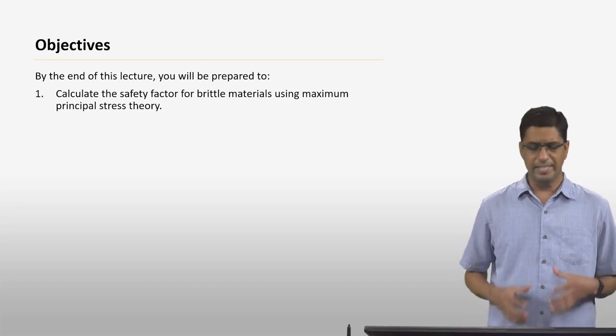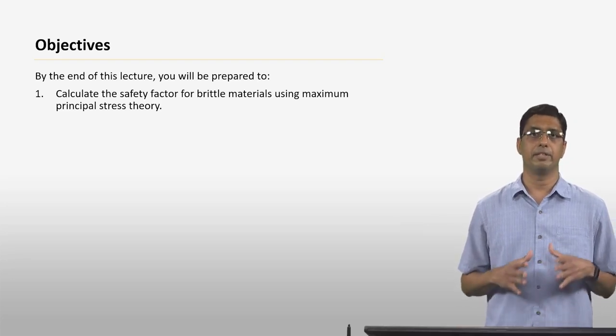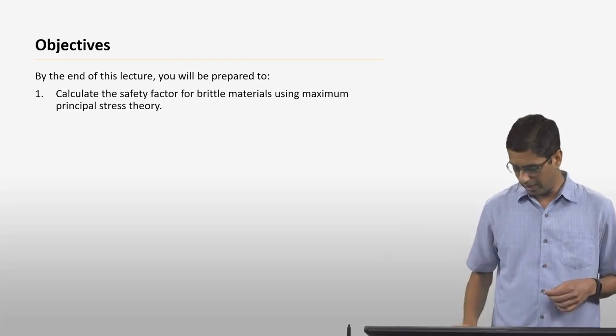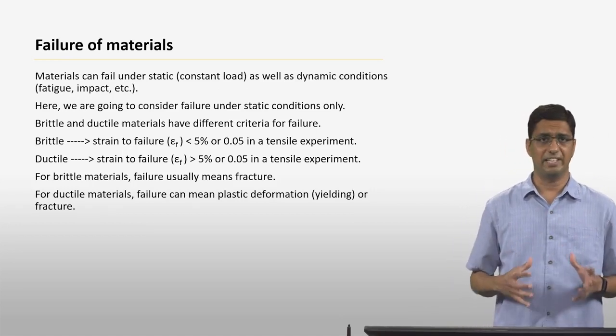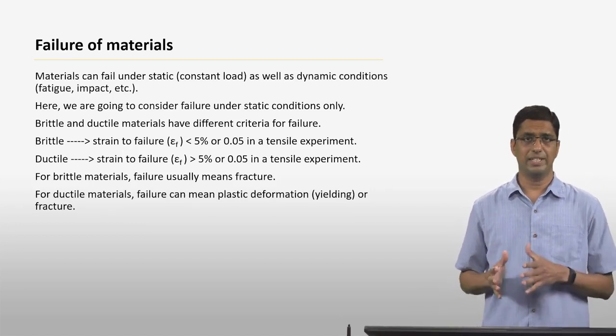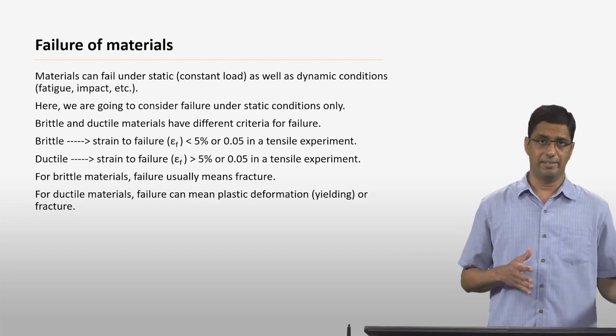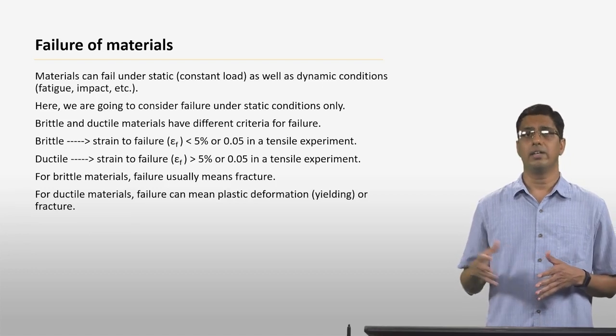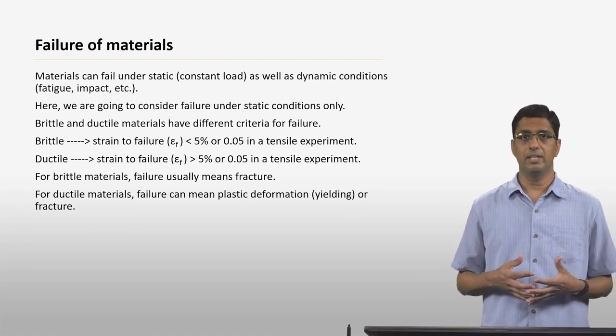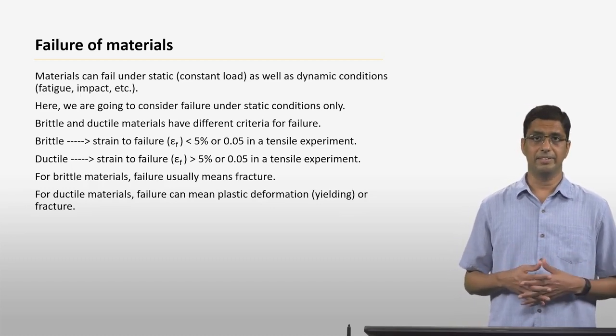But before we get into the failure theory of brittle materials, we just want to have a little bit of background. So how do we define failure of materials? First thing you need to know is that materials can fail mechanically under static conditions or dynamic conditions. Static conditions means essentially the load is constant, or in the case of dynamic conditions, the load is variable.